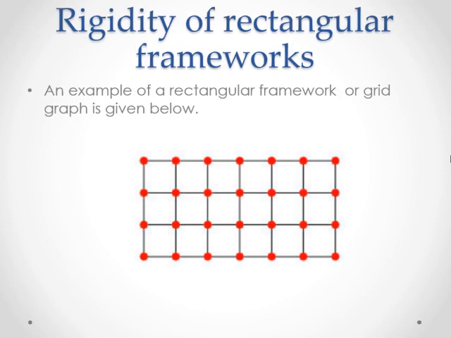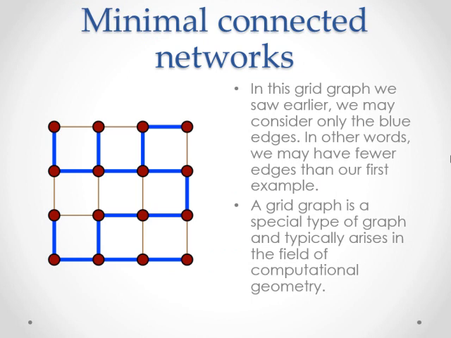So here's an example of a rectangular framework, or in graph theory, it's sometimes called a grid graph. We saw an example of a grid graph earlier when we looked at this graph. So in graph theory, usually vertices do not have a fixed position and edges usually do not have a fixed length. But a grid graph, or a rectangular framework, as they're called in computational geometry, are different. In a grid graph, you do have positions which are fixed.